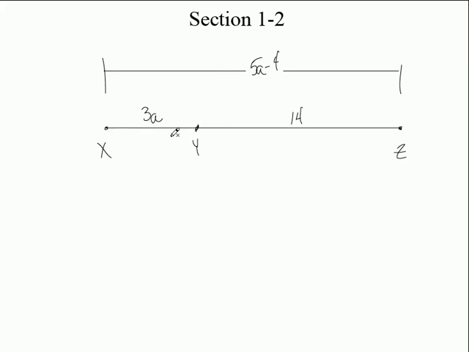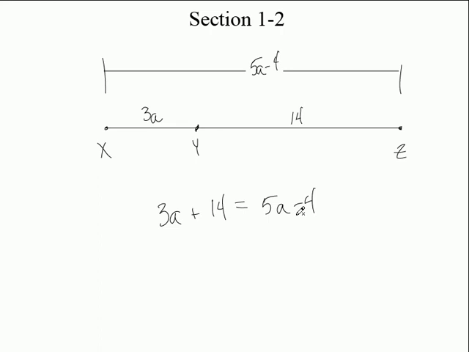And remember, this XY plus YZ equals the whole thing. So let's write down the lengths of it. So what's the length of XY? 3a. And then we're going to add it, right, to what? 14. And that's going to equal the whole thing, which is 5a minus 4. All right? So we took the geometry and we set it up.